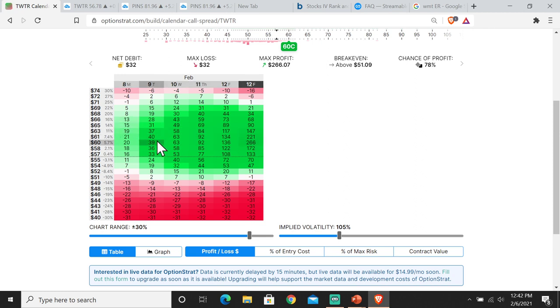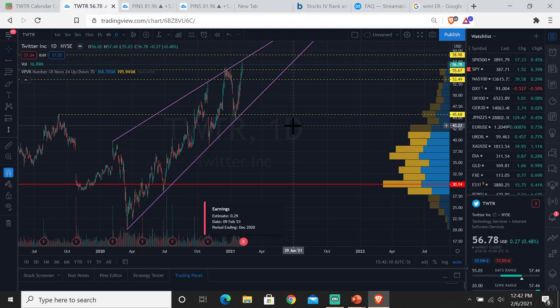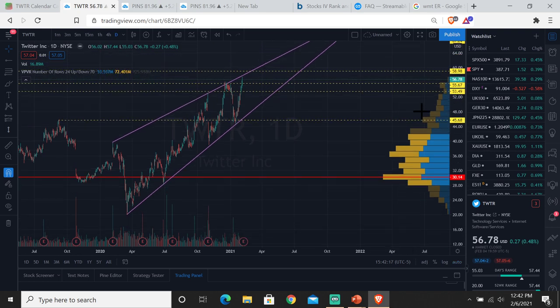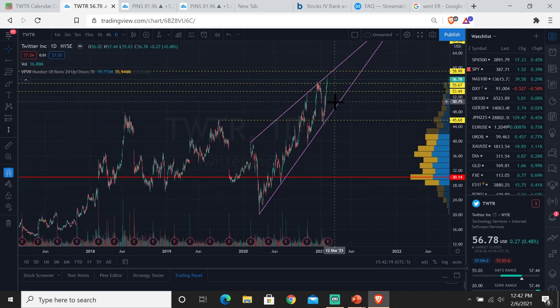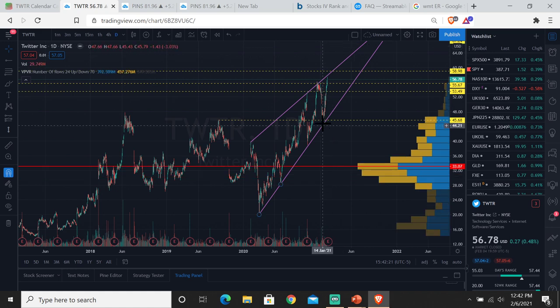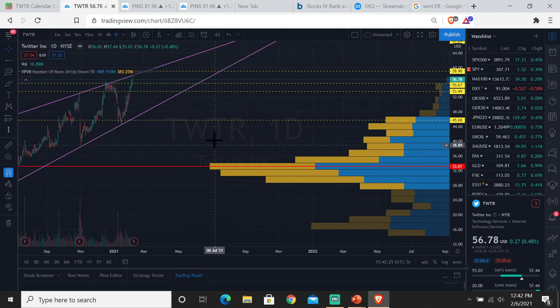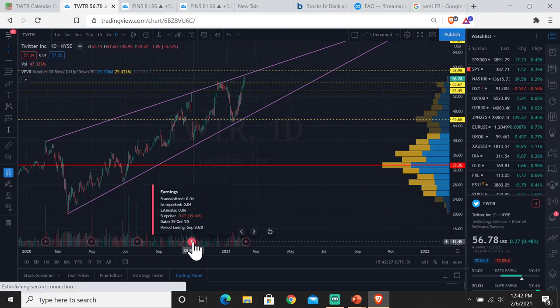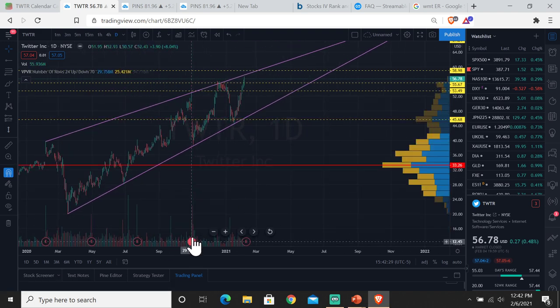So, see here. 71 to 61, right? So this definitely covers our upside, right? Because I mean, it could go up a lot. I forgot how much we said. Did we ever look at how much Twitter usually moves? I forgot.